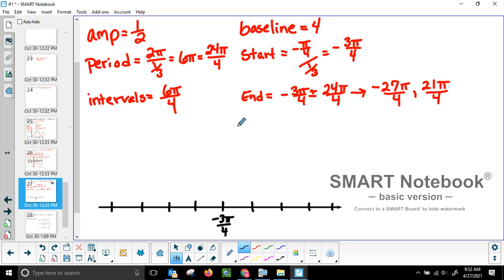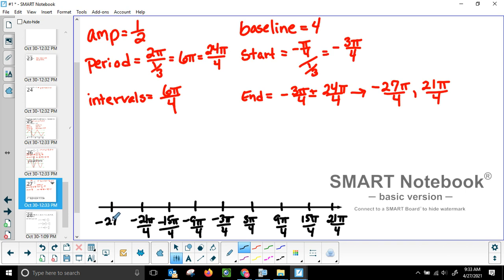All right, our intervals are 6 pi over 4. So this would be 3 pi over 4, 9 pi over 4, 15 pi over 4, and 21 pi over 4, which we can check with this. It matches, so we're good. And now we have negative 9 pi over 4, negative 15 pi over 4, negative 21 pi over 4, and negative 27 pi over 4, which again we can check here.